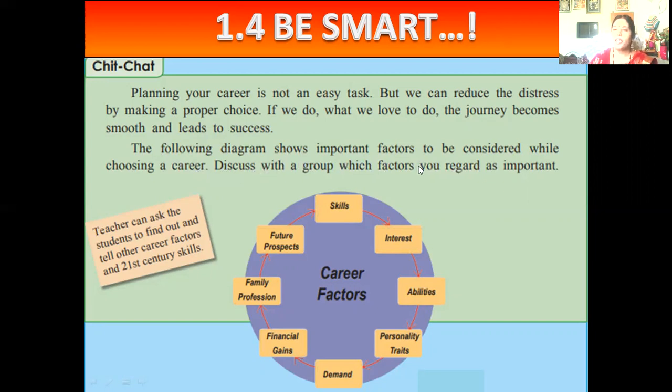Discuss with a group which factors you regard as important. These are career factors, and important factors are given here. Look at this diagram. These are career factors: skills, interests, abilities, personality traits, demand, financial gain, family profession, future prospects. And we have to find out other career factors and 21st century skills.